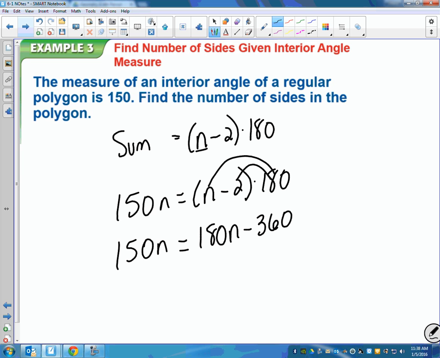Garrett, what do you get? What do I do? Am I doing what? Subtracting, right? Negative 37, negative 360. I feel like on those little quizzes we did, some people like to try to do everything in their heads, and if you just write it out, you won't make those little mistakes.